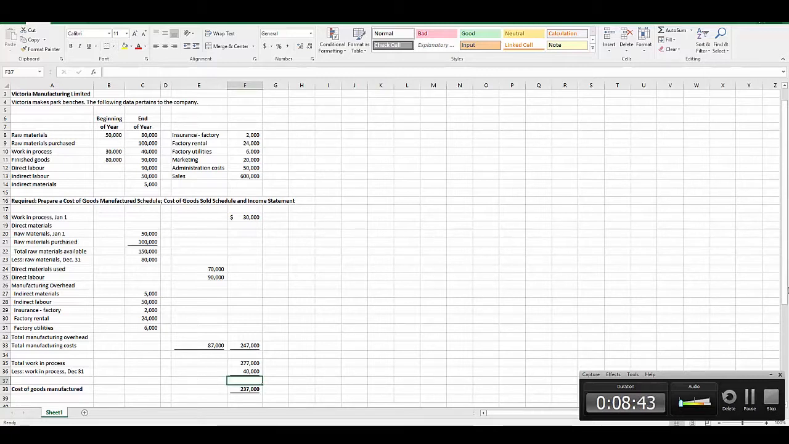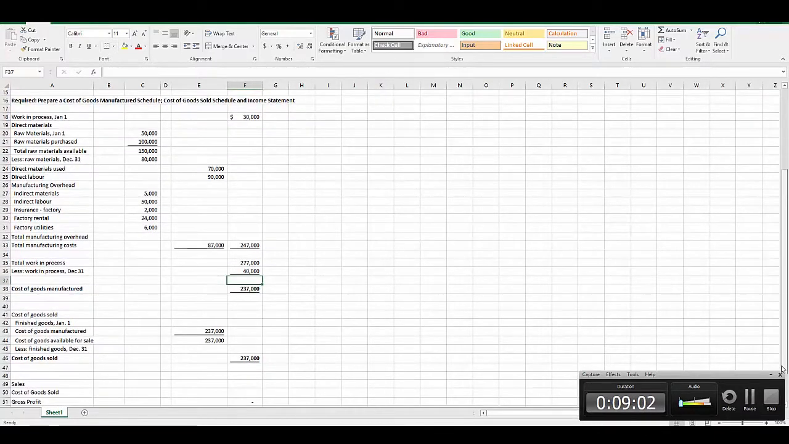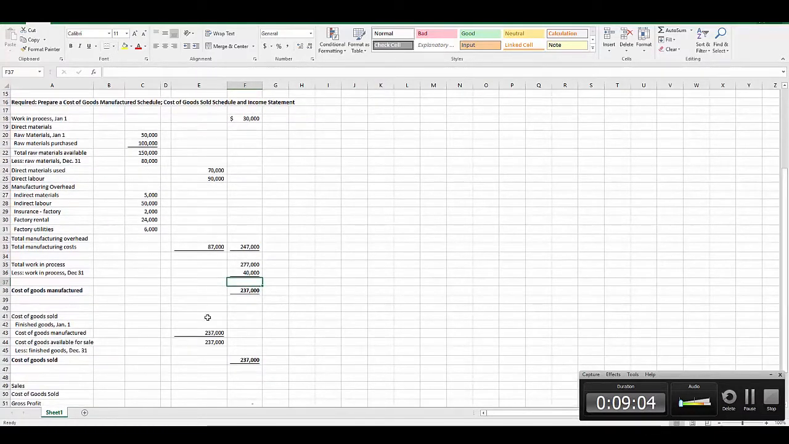So that completes our cost of goods manufactured. What cost of goods manufactured really means is all of the goods that you completed during the year. This is the total cost related to those items, $237,000. So now the next schedule that we're going to complete is our cost of goods sold.